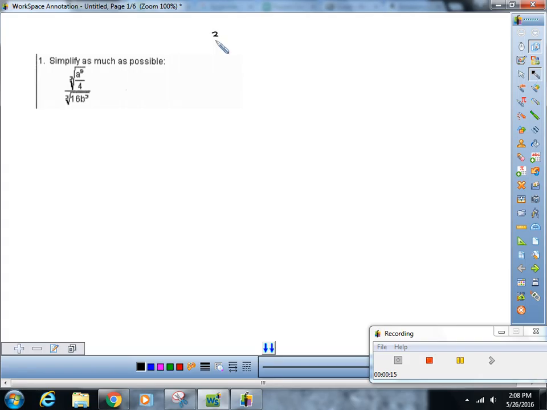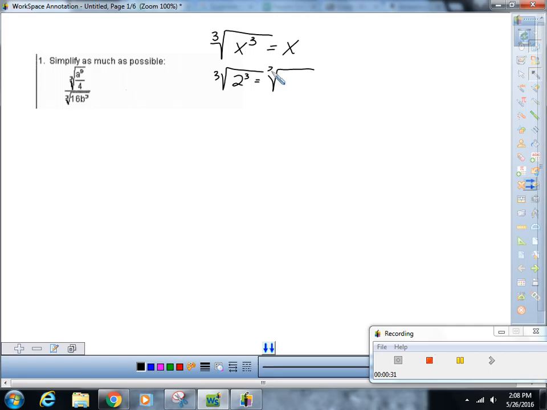Before each problem, I'll go over some things that you need to remember from math. So that is the cube root symbol, and remember the cube root of anything cubed is that thing. So the cube root of x cubed is x. The cube root of 2 cubed, well, keep in mind that's also the cube root of 8, because 2 times 2 times 2 is 8, and that's just 2. So that's what you have to keep in mind, okay?